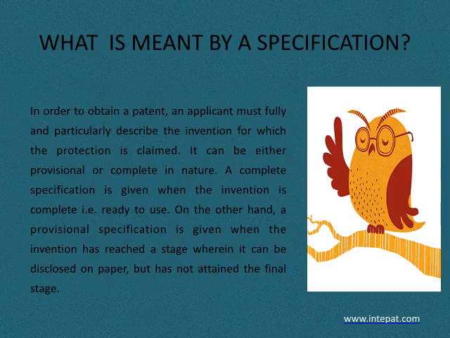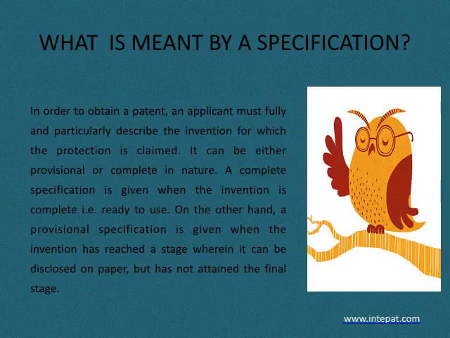Now, as we already mentioned, your patent application should have a specification. Now, what is meant by a specification? In order to obtain a patent, an applicant must fully and particularly describe the invention for which the protection is claimed. Now, this can be provisional or complete in nature.